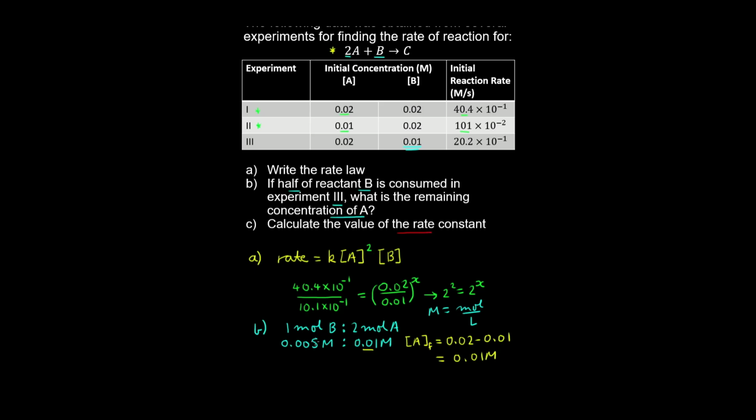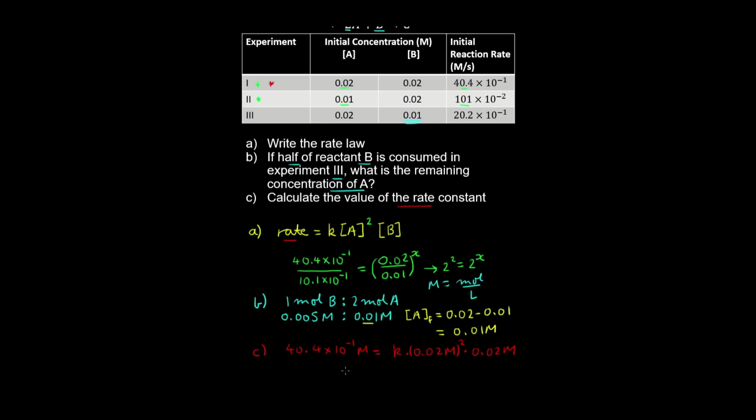And calculate the value of the rate constant. So to do that, we can use any experiment. So substituting the values from experiment 1 into the rate law. You'll obtain the following result using one significant figure.